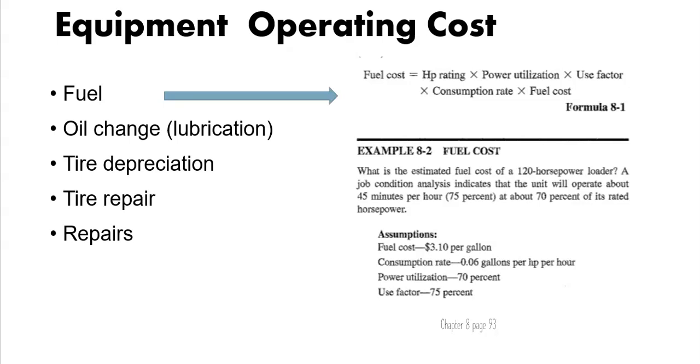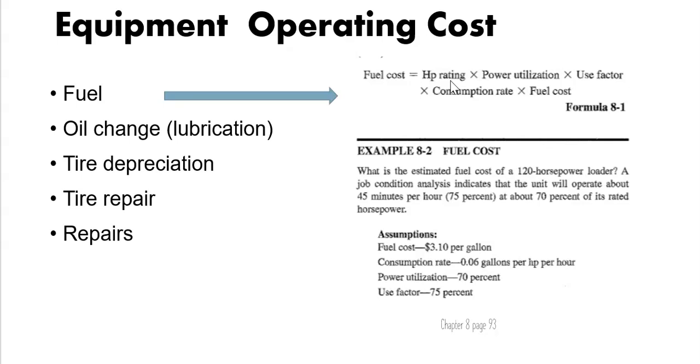So it depends on many things. As you see in this formula, there are some factors that help you to determine the fuel cost. Number one is HP rating, meaning horsepower. Second one is power utilization. That means, for example, when you have your machine running, what percentage per hour the engine is working. It's usually between 55 to 80%, but that's the meaning of power utilization.